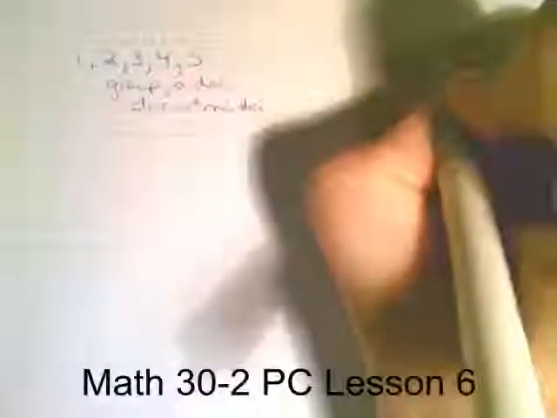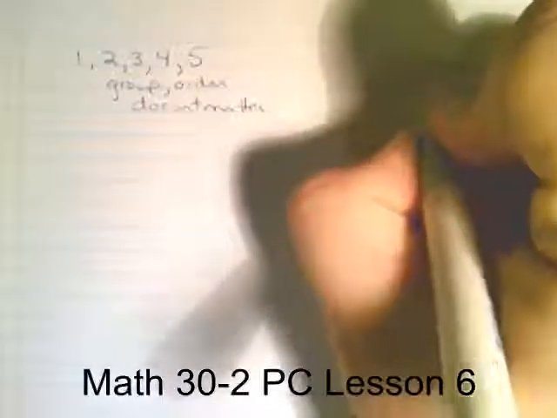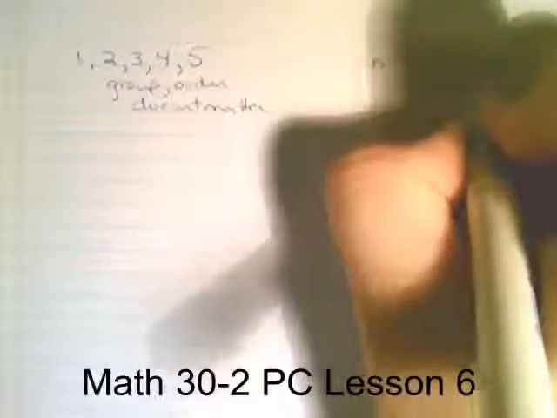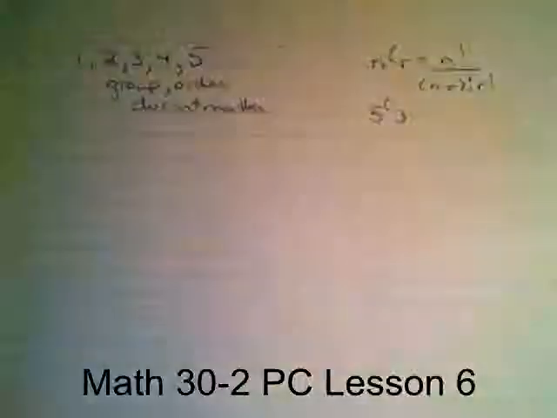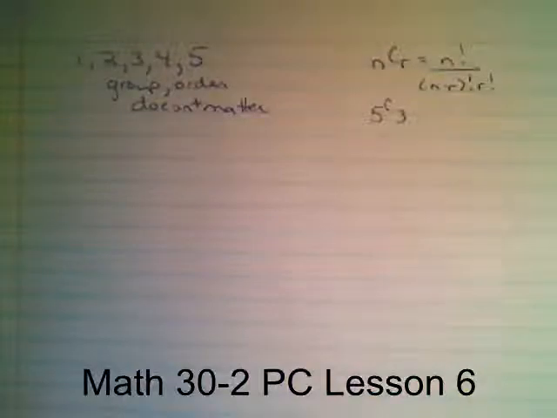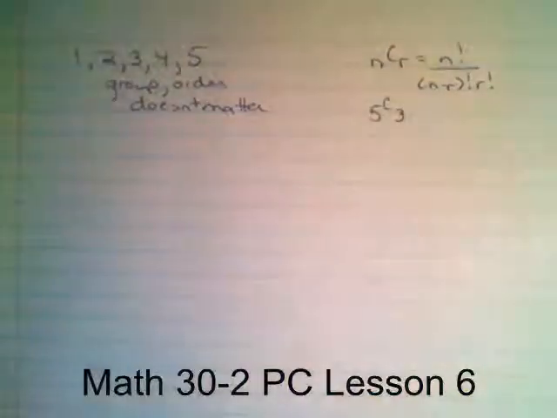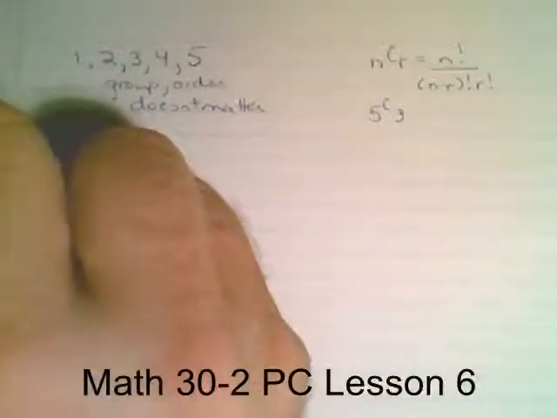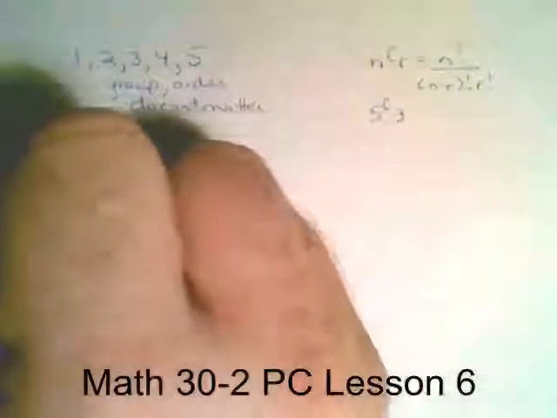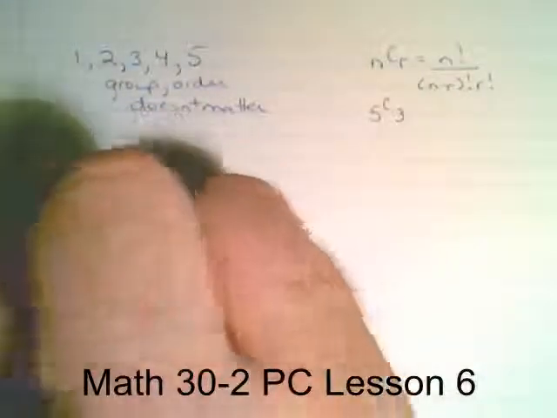Okay, I know this is a combination, so I know I'm going to do n choose r, which is, hopefully this is going to fit on the screen, n factorial over n minus r factorial, r factorial. Okay, so I know this is going to be 5 choose 3, and I'm all set and ready to go. But what if I don't have that formula? Well, the only formula I truly understand is permutations.